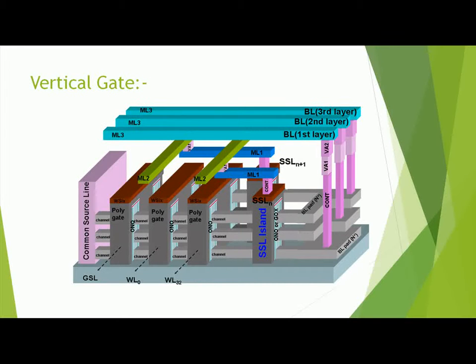So this is a vertical gate. It is an alternative to BiCS and TCAT, where channel current flows horizontally and the gates are stacked vertically. There are various architectures of vertical gate, but the architecture we are seeing is called the island gate SSL decoding method. It embeds the SSL in each bit line.